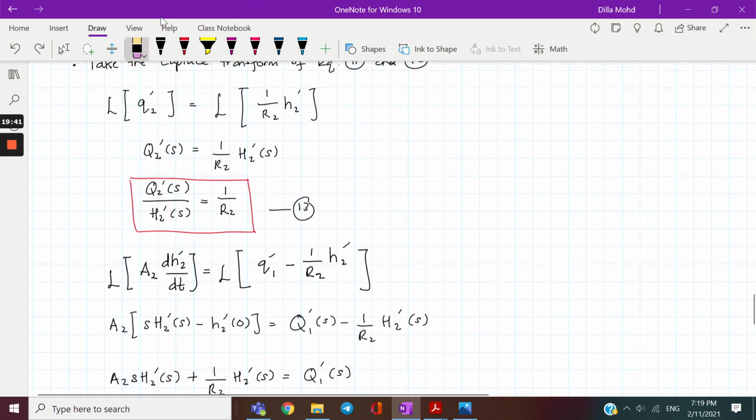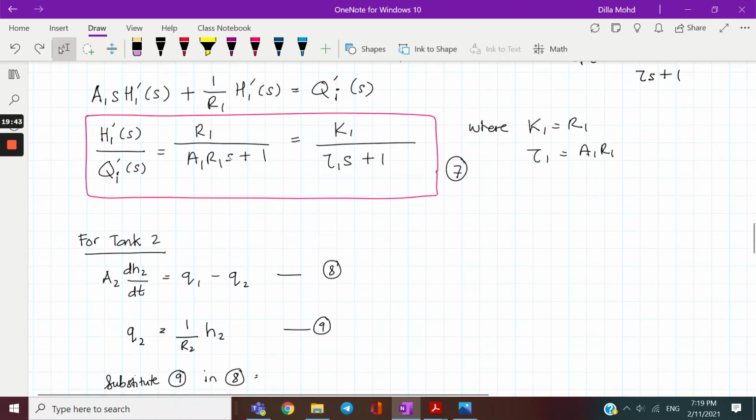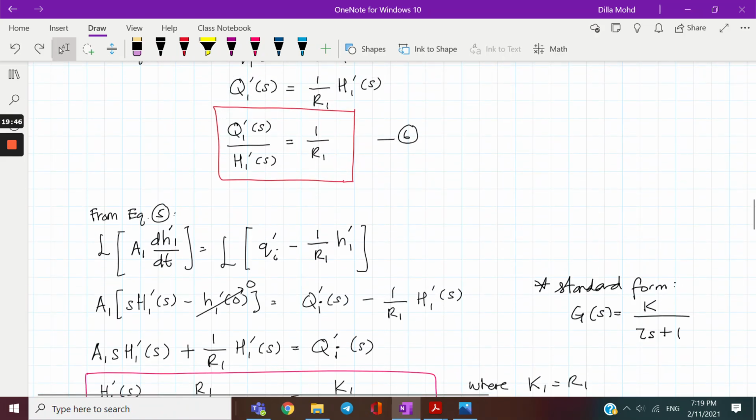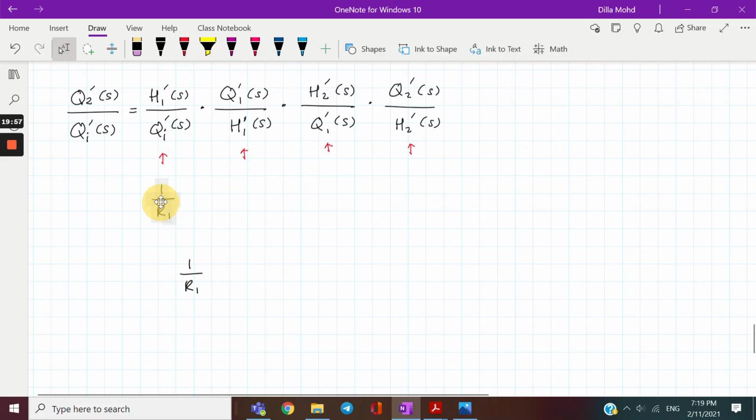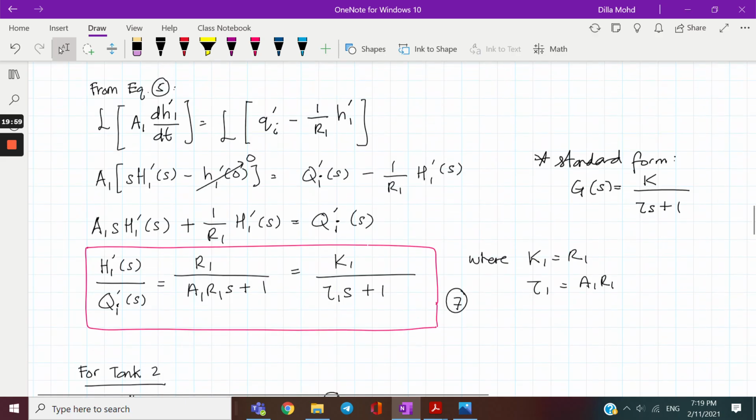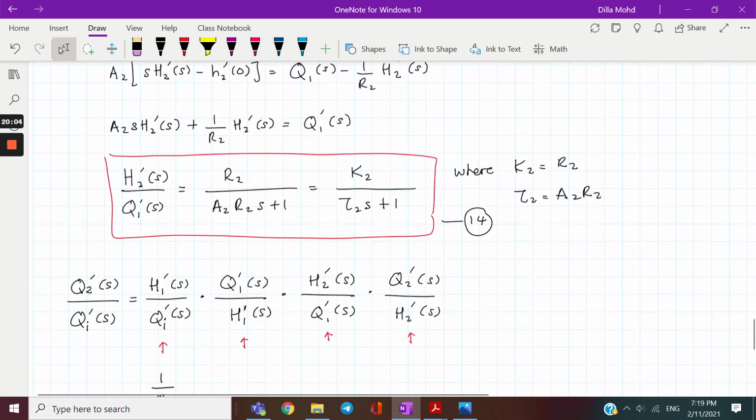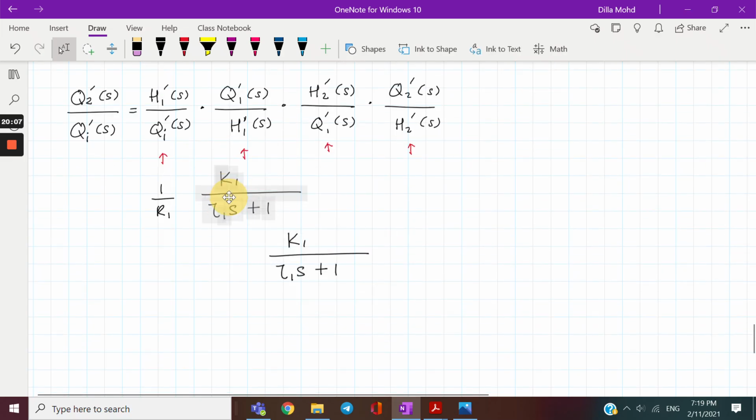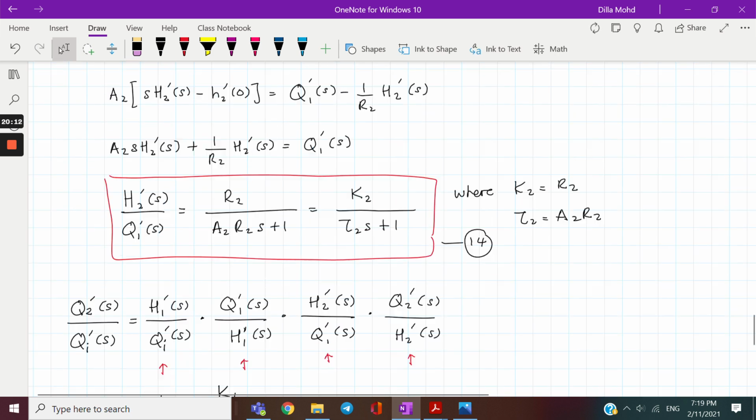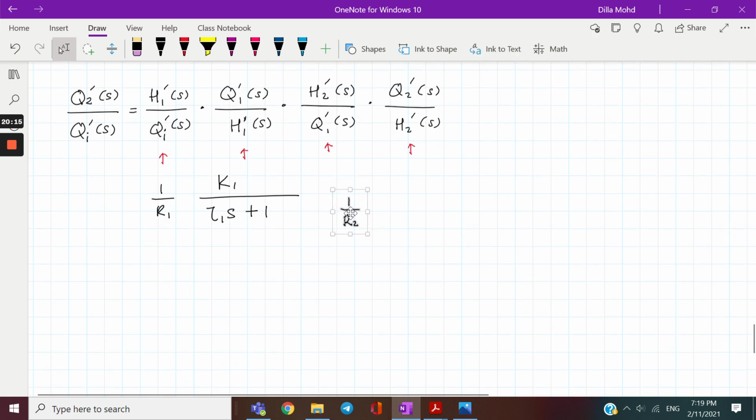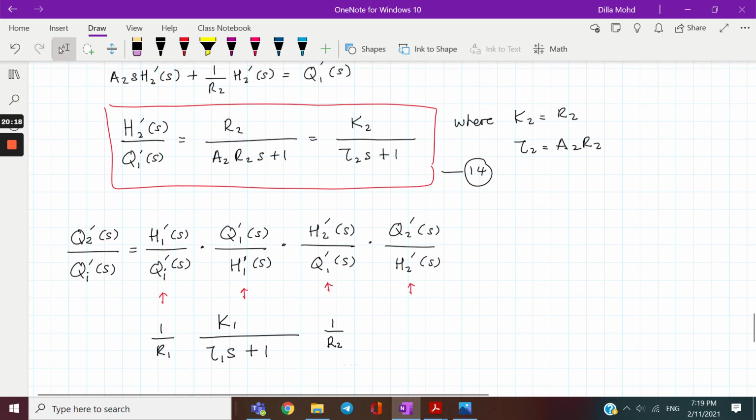So let's take the transfer functions one by one. Let's take from the very first one, the one that we have, which is this one. So we have that for that. And then the second one is this one. The third one just now is this. And the last one is this one.